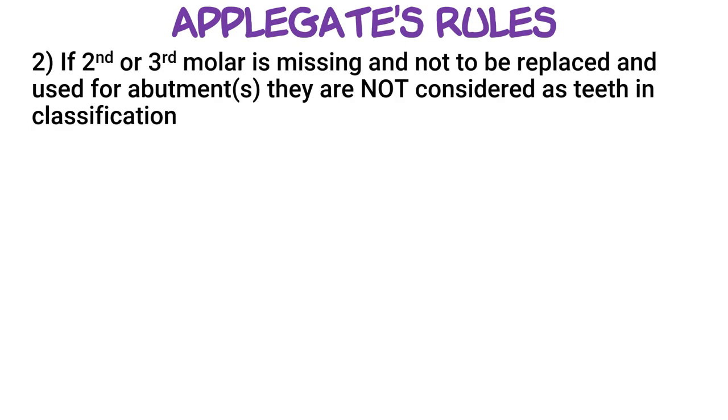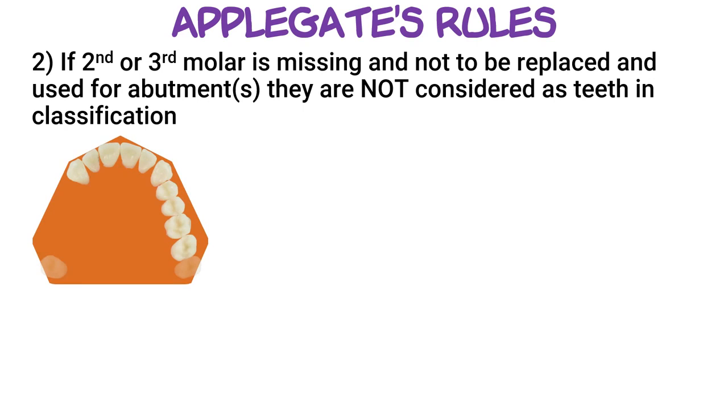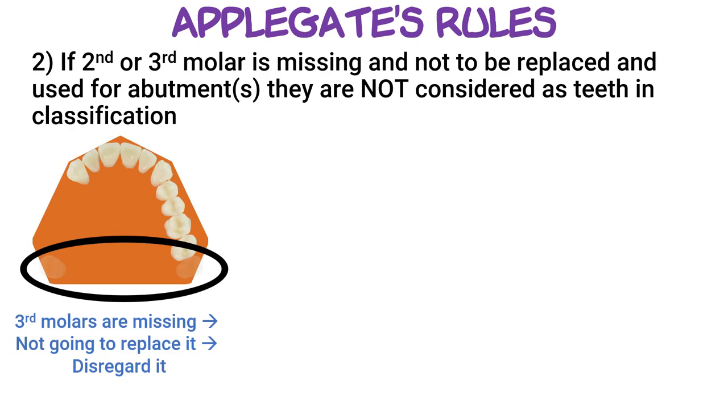Rule number 2 states that if the second or third molar is missing and is not to be replaced or used as abutments, then they will not be considered in the classification. In this arch, our third molars are missing, and if we don't have any plans to replace them with something like an implant, then we're going to disregard it altogether from the Kennedy classification and treat it as missing teeth. Thus, this is a single unilateral edentulous space posterior to the remaining teeth, aka Class 2 classification.